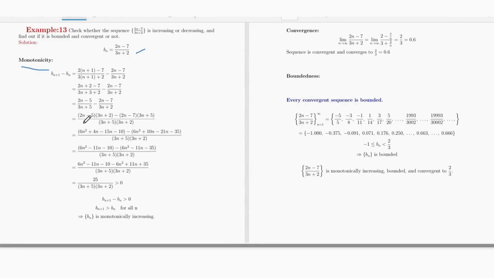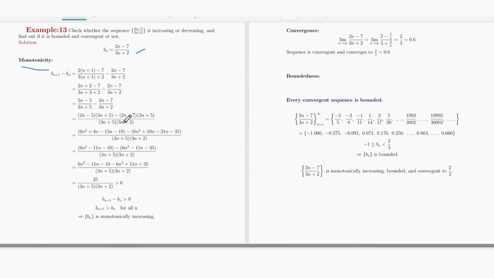Now first 2n is multiplied to 3n, so 3 2s are 6n square. Again 2n is multiplied by 2, so we get plus 4n. Now this minus 5 is multiplied to 3n, so 5 3s are 15, minus 15n. This minus 5 is multiplied to 2, so we get minus 10. Again minus as it is in the second bracket.